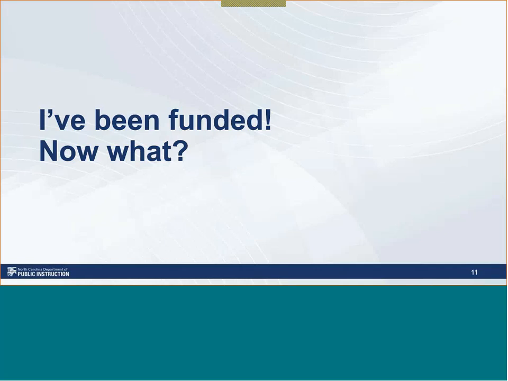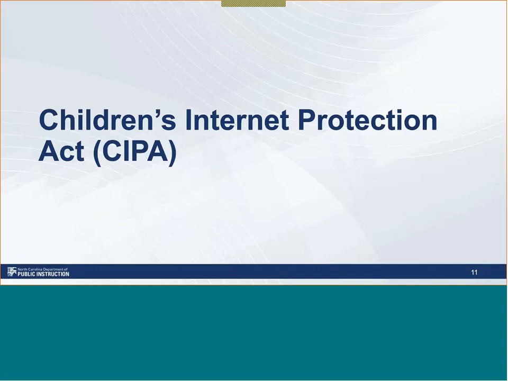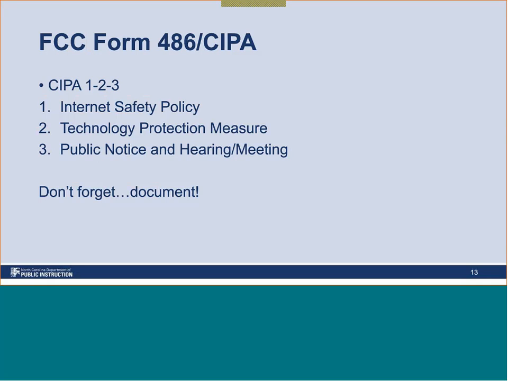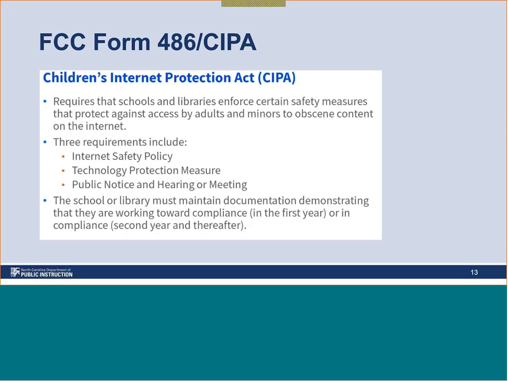All right, so now you've gotten your FCDL. What happens next? All right. And so the next important part is CIPA, which hopefully you guys have heard about and learned a little bit about, you may have already known about, and that is, of course, the Children's Internet Protection Act. And if you think about it in a way of 1, 2, 3, it's your Internet Safety Policy, your Technology Protection Measure, and a public notice and hearing and meeting. And so that revolves around also the FCC Form 486, which we'll talk about in a second. But the big thing is to document everything. And so we'll talk about that in the next coming up slides here.